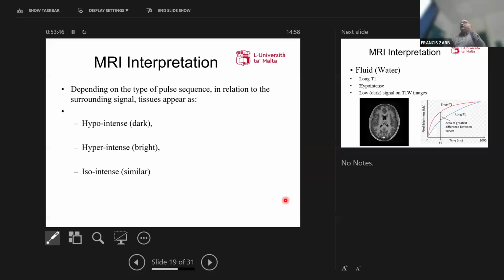Mela, depending on the type of pulse sequence in relation to the surrounding signal, tissues may appear dark. Meta they appear dark, ngħidu hypo-intense. Hypo, lower signal intensity than the surrounding. Hyper-intense, brighter than the surrounding, or of the same signal intensity, mela iso-intense. Tajjeb?